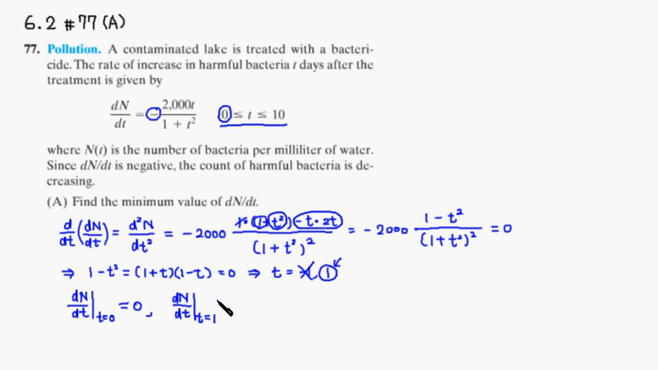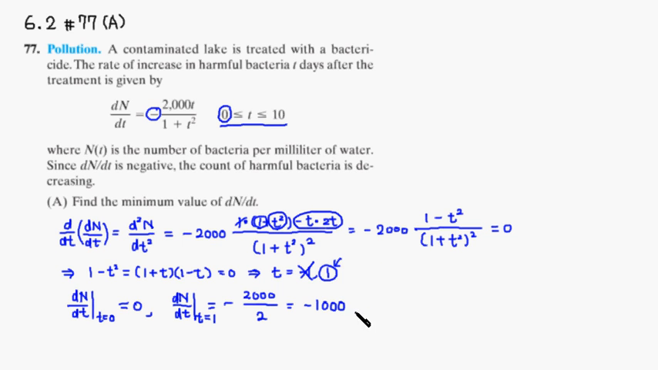So just plug it in. You have a negative 2000 times 1, which is 2000, over 1 plus 1 squared, which is 2. So this is negative 1,000.